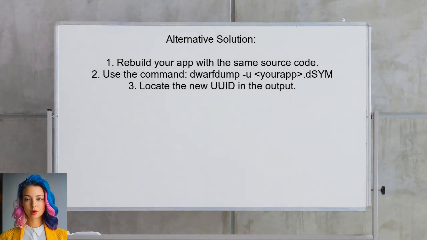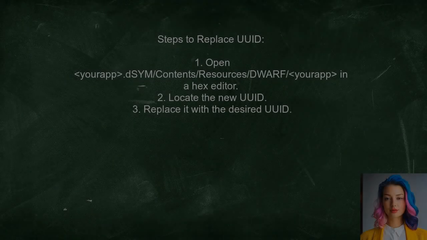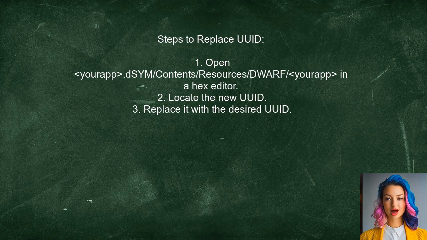An alternative solution from another user suggests rebuilding your app with the same source code and compiler version to generate a new dSYM file with a new UUID. You can then use the dwarf_dump command to find the new UUID. Next, open the dSYM file with a hex editor. Find the new UUID and replace it with the UUID you need for Crashlytics to match the crash logs.